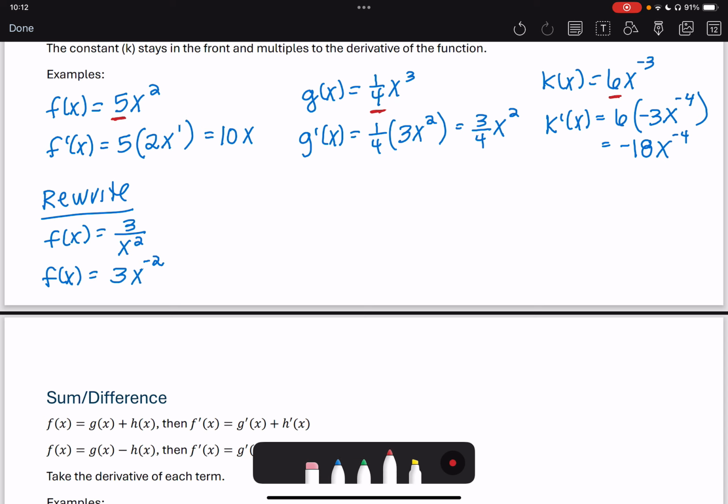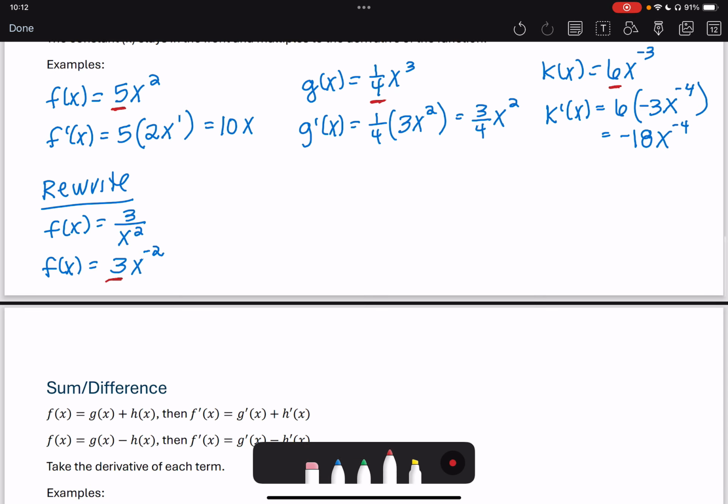Now what we have is a constant multiple of 3, and then I'm going to take the derivative. The 3 is going to stay in there, and then I'm going to multiply it by the derivative of x to the negative 2. So that's going to be f prime of x equals 3 times negative 2x to the negative 3. And then when I simplify that, I would say negative 6x to the negative 3.